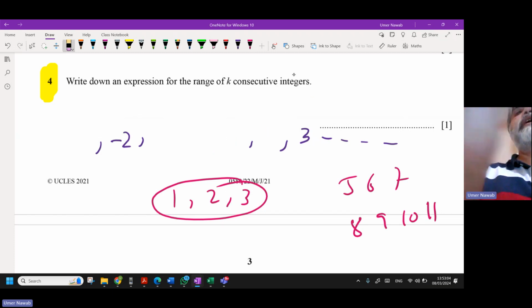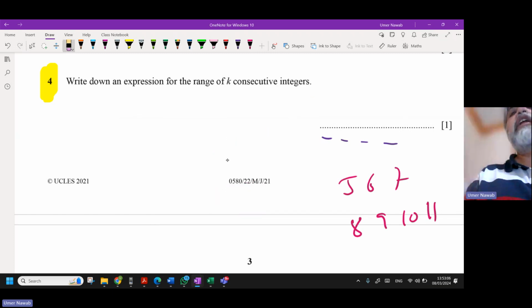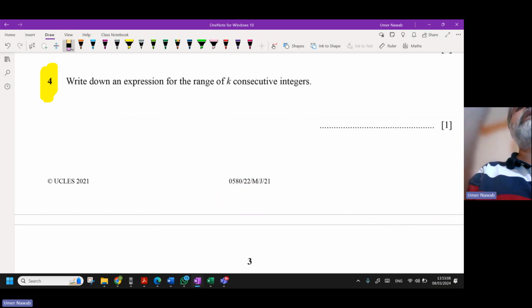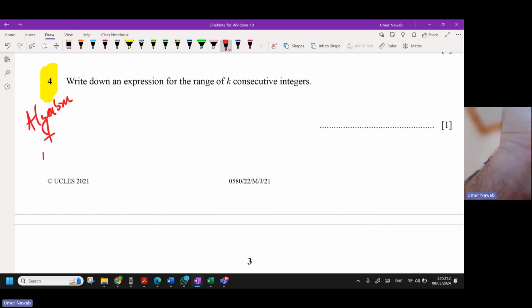Now, the examiner says, how can you find the range? So this question looks a little bit algebra related or statistics. The student needs to know the terminology of range.